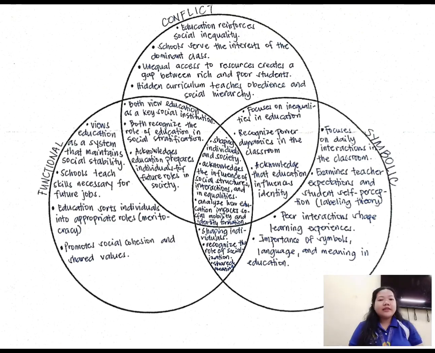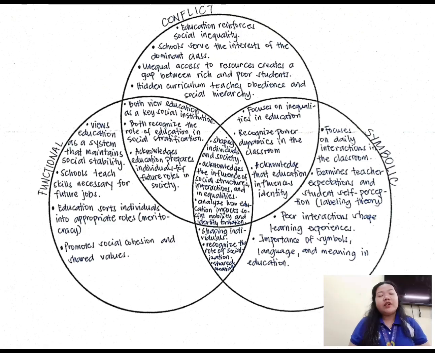The last context of how the symbolic interactionist views education is the importance of symbols, language, and meaning in education. So in here, schools are full of symbols that influence behavior and social expectations. So for example, the grades, uniforms, classroom seating arrangements, and even school traditions all carry meaning that shapes students' experiences and even the perception of being a successful or a failure student.